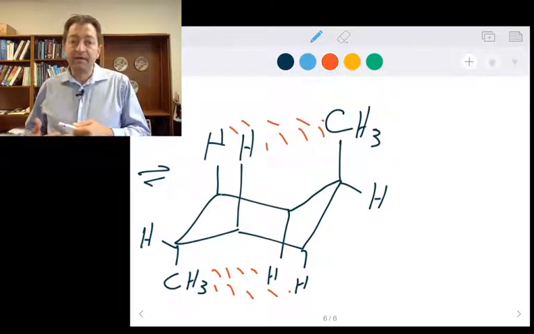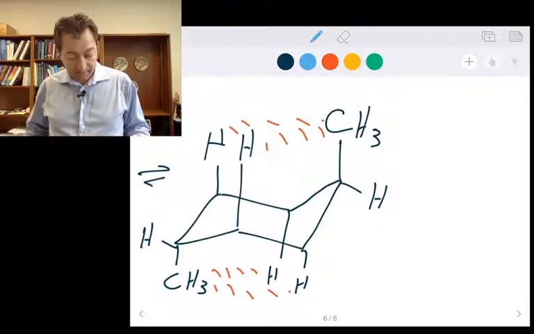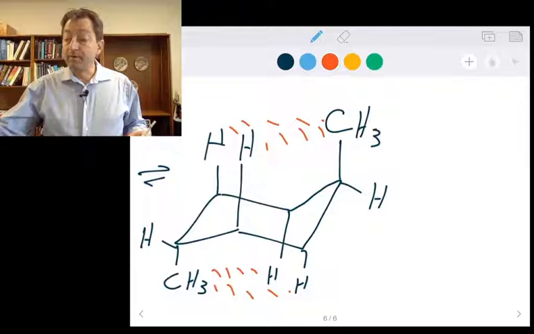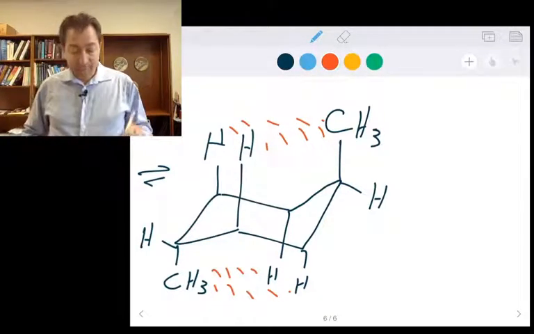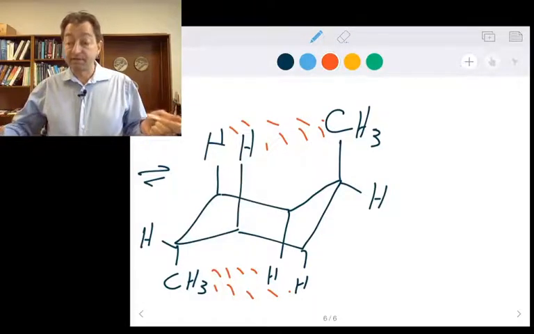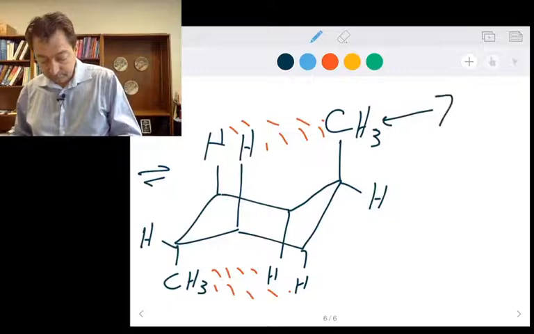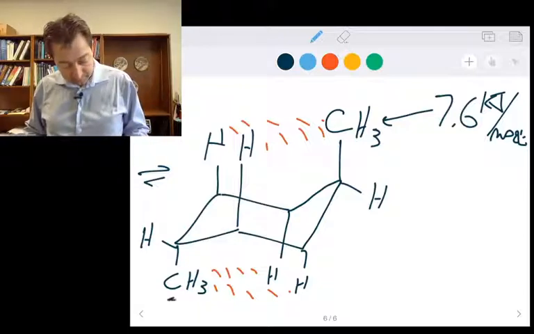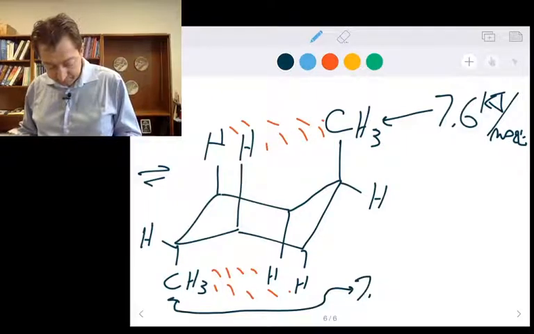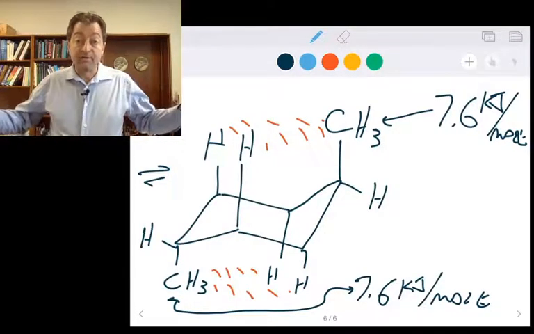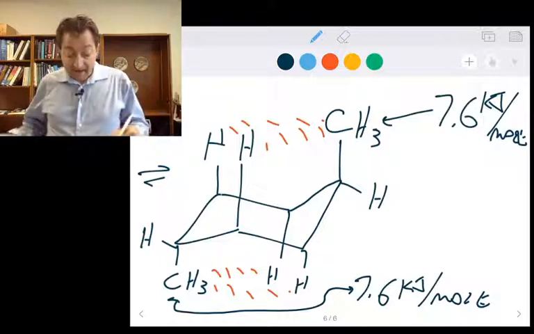So what influence would this have on the distribution of these two chair conformations at equilibrium? We go from one chair where there are no interactions at all to another chair where there are two kinds of these interactions. Well, if you remember when we talked about methyl cyclohexane, we said that these 1,3 diaxial interactions raise the energy of this conformation by 7.6 kilojoules per mole. And that kind of interaction is identical to what we're observing on the bottom half of this molecule. So that interaction there would also be expected to raise the energy of this conformation by 7.6 kilojoules per mole. And in fact, this is what we observe.